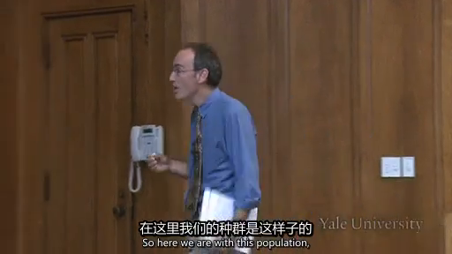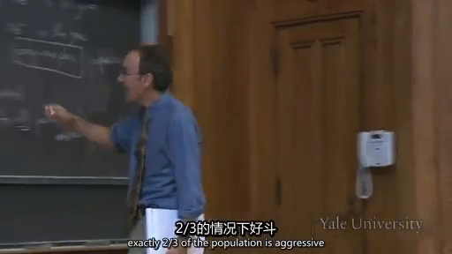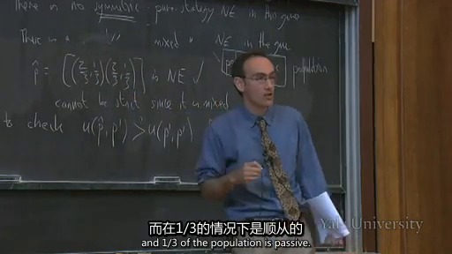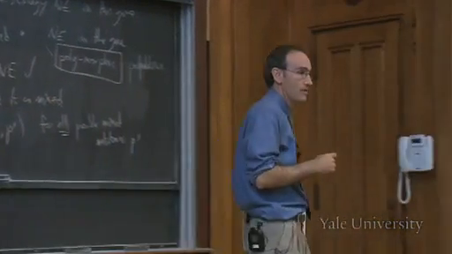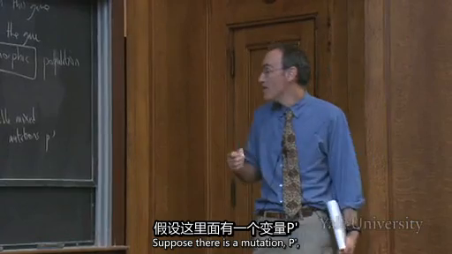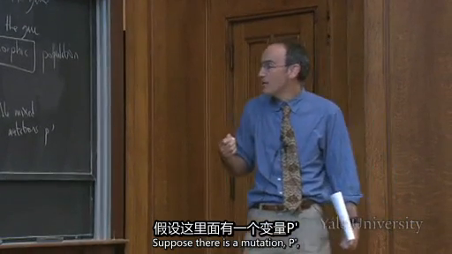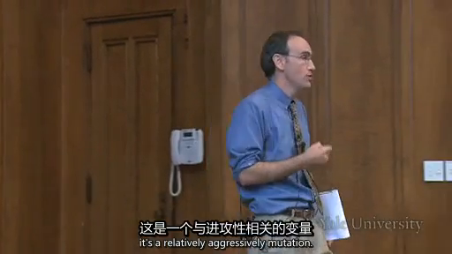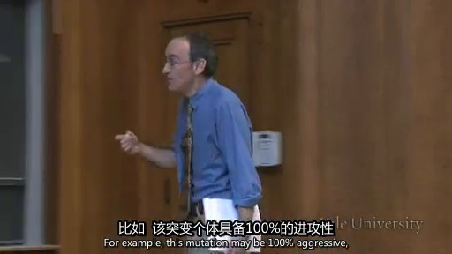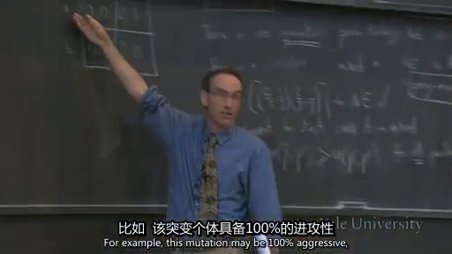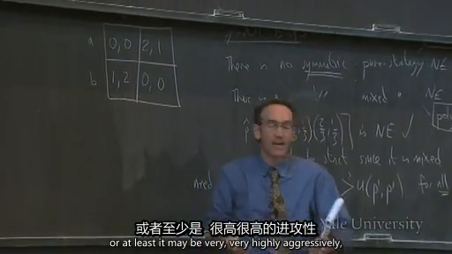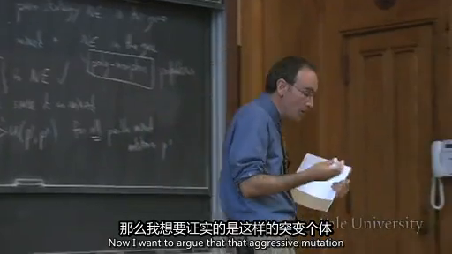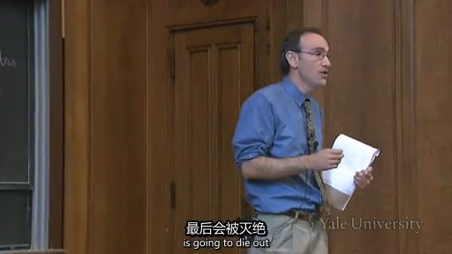So here we are with this population. Exactly 2/3 of the population is aggressive, and 1/3 is passive. Suppose there is a mutation, P prime, that is more aggressive than P hat. It's a relatively aggressive mutation. For example, it may be 100% aggressive, or at least very highly aggressive, say 90%. Now, I want to argue that that aggressive mutation is going to die out.